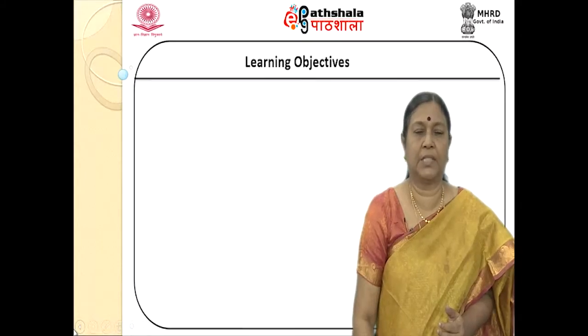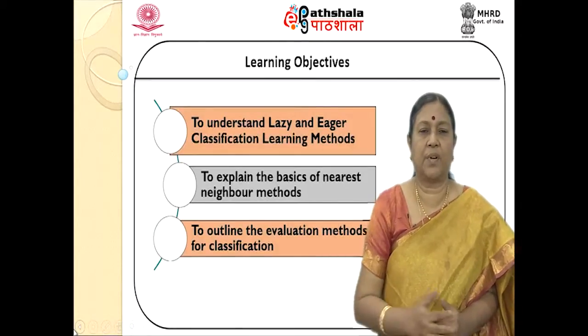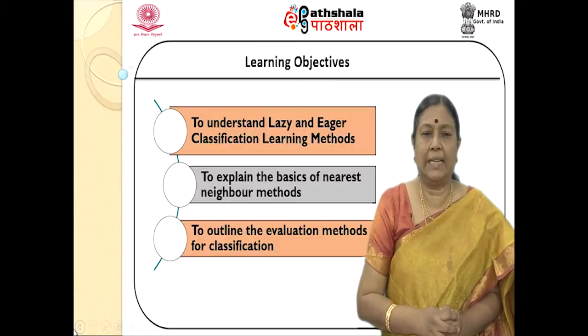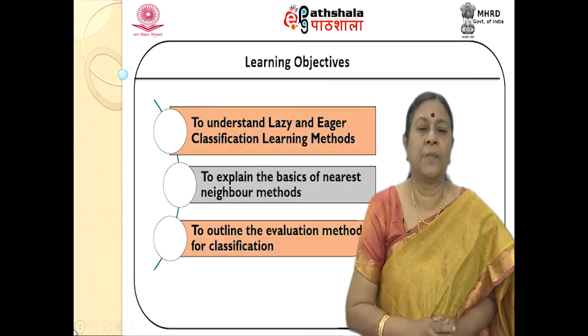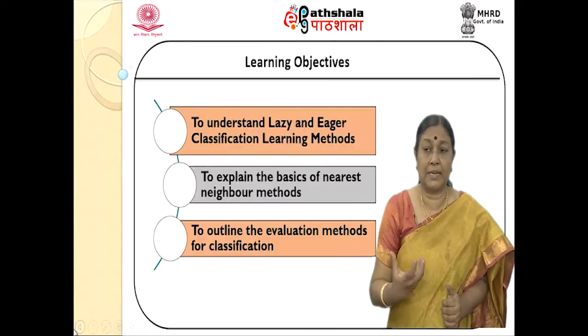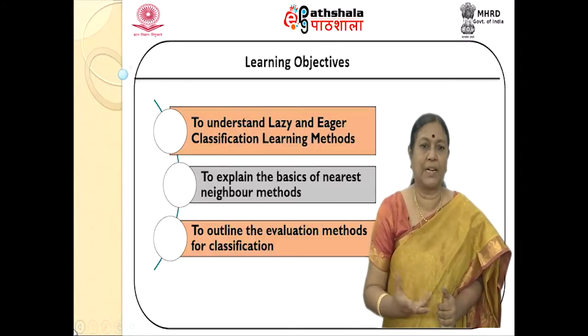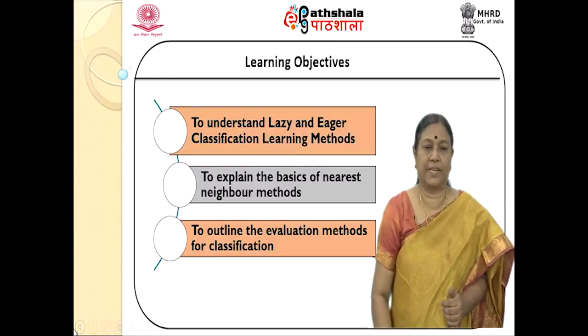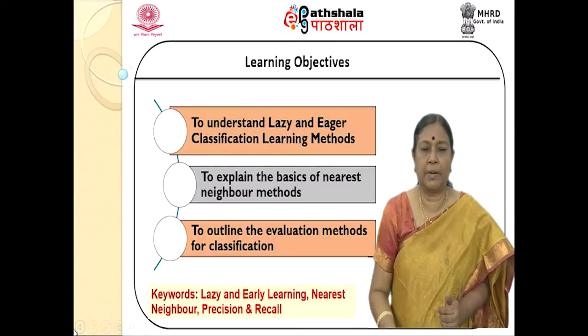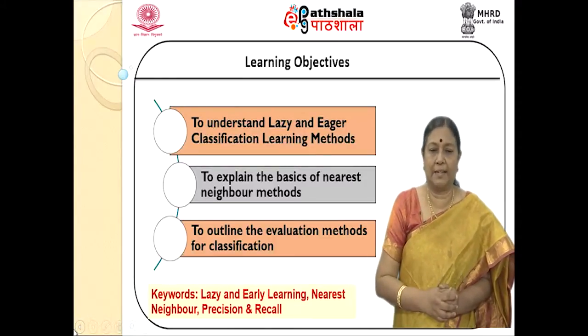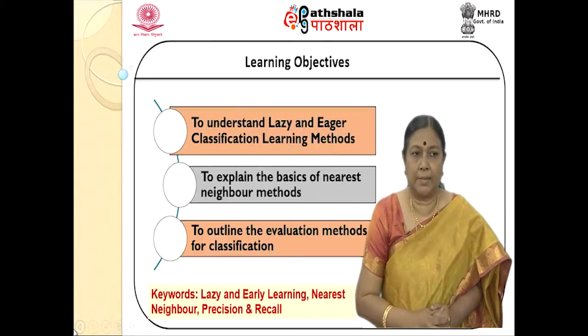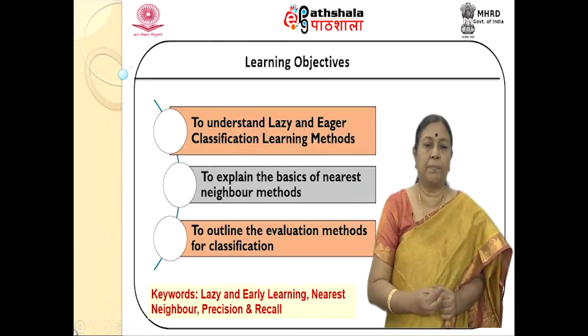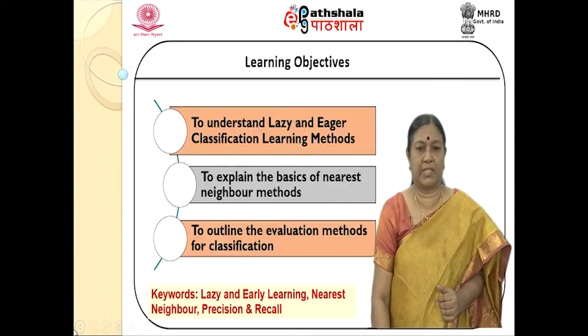Now, look at the learning objectives. So, the learning objectives are as follows: to understand lazy and eager classification learning methods, to explain the basics of nearest neighbor methods, this is a very important aspect, and to outline the evaluation methods that are necessary for classification. So, some of the keywords that we will be looking at are obviously lazy and eager learning, nearest neighbor, and precision recall, very important evaluation metrics.